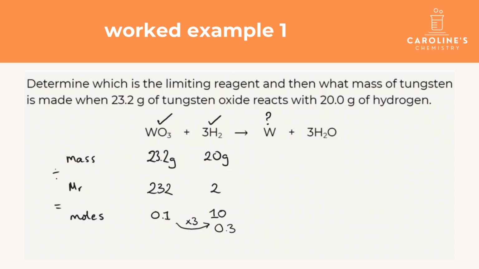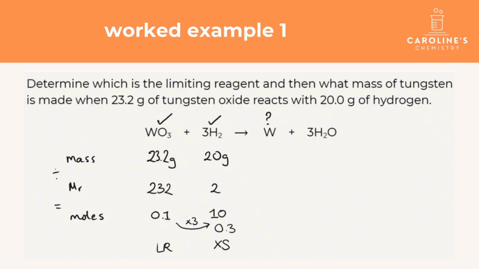That works because I had 10 moles of it. That means I've got loads left over. Only 0.3 moles is going to react. This is therefore our reagent that is in excess. For the tungsten oxide, we had 0.1 moles and all of that reacted. That makes this our limiting reagent.